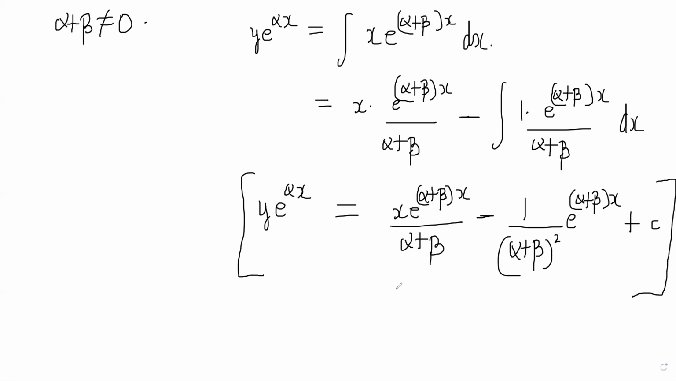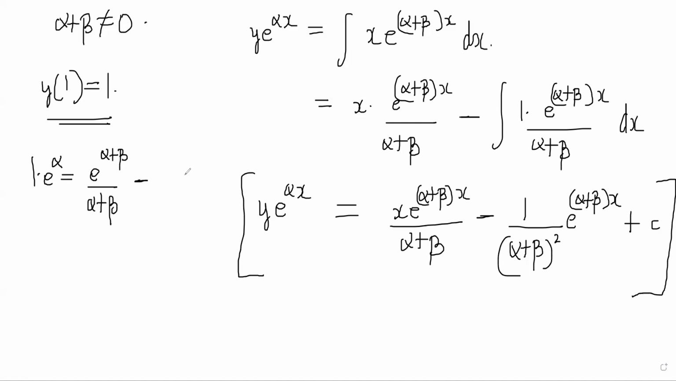Now we also have to put y of 1 is equal to 1 here as well, right? If you do that, you will get 1 times e power alpha is equal to e power (alpha plus beta) by alpha plus beta, minus e power (alpha plus beta) by (alpha plus beta) whole square, plus c, right?